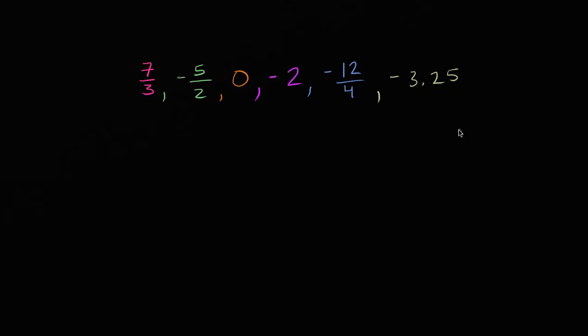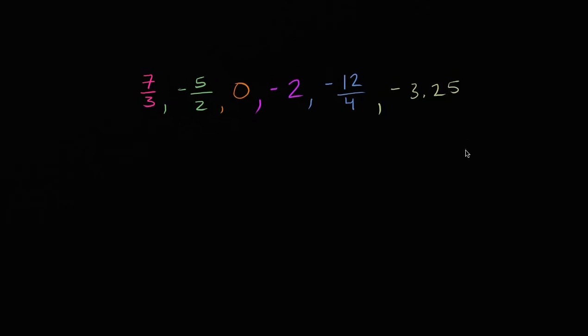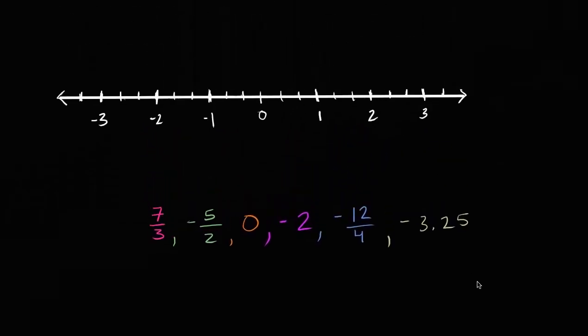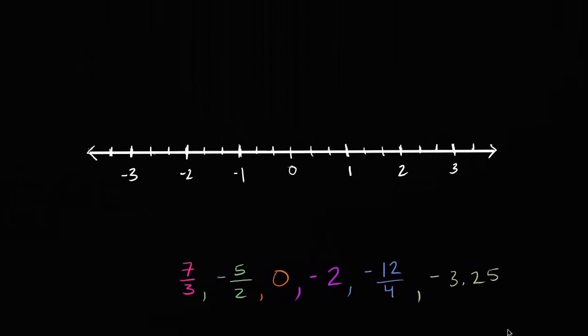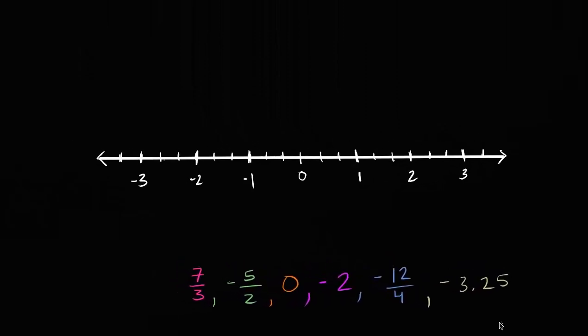And to help us there, let's plot these numbers on a number line. And I have a number line up here. So there you go. There is a handy number line. And let's just take them one by one. So the first number here, we have 7/3. So let's see if we can express that in a different way. If we can write that as a mixed number.